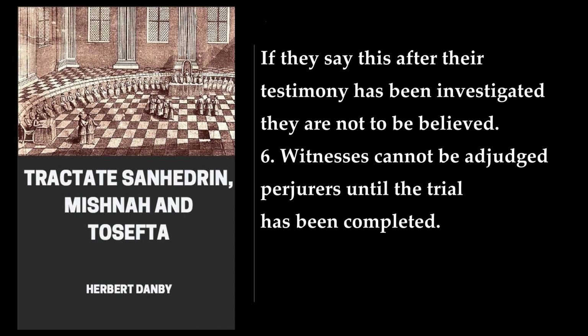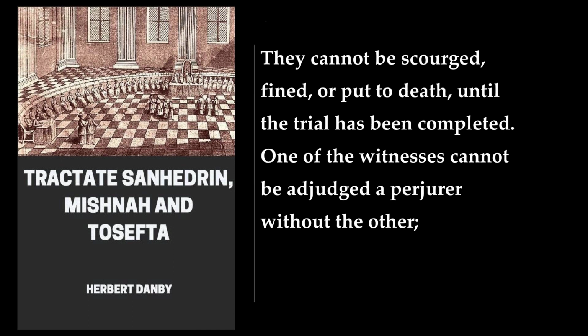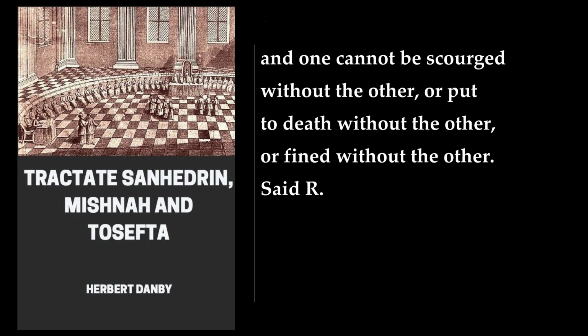6. Witnesses cannot be adjudged perjurers until the trial has been completed. They cannot be scourged, fined, or put to death, until the trial has been completed. One of the witnesses cannot be adjudged a perjurer without the other. And one cannot be scourged without the other, or put to death without the other, or fined without the other.